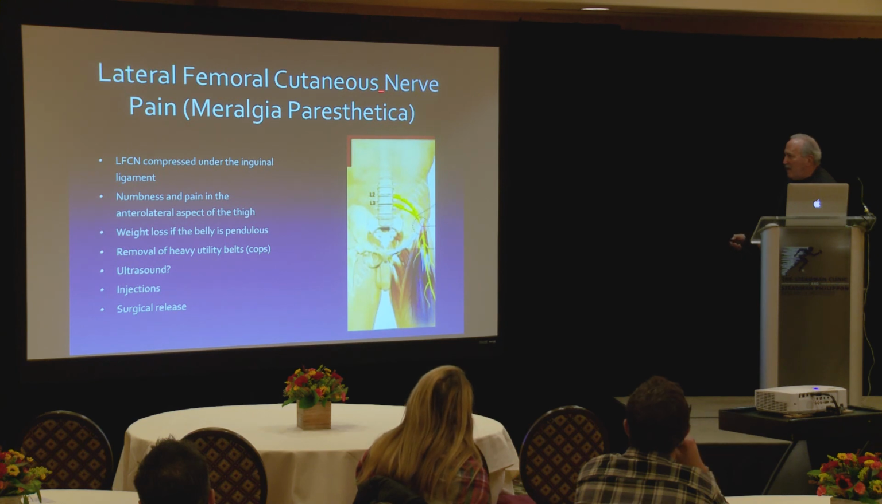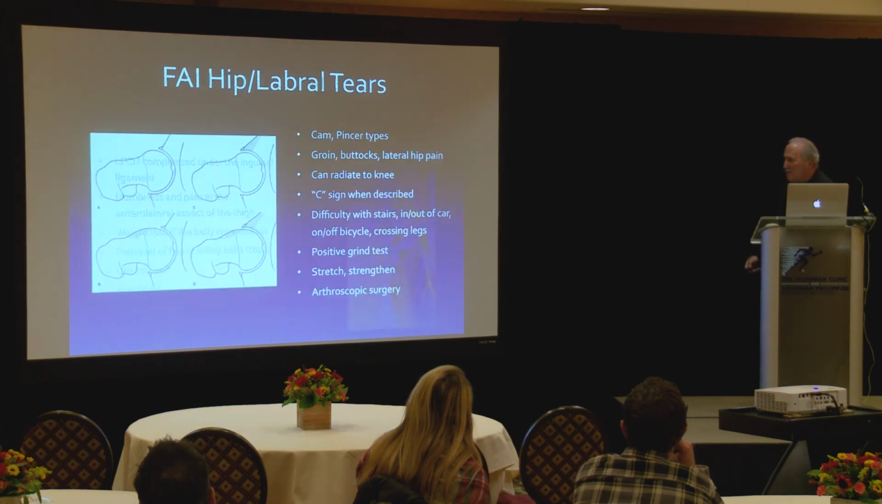Lateral femoral cutaneous neuropathy or meralgia paresthetica. Very simply, it's the nerve collapsed underneath the inguinal ligament. It's lateral and anterior thigh discomfort, numbness and pain. Treatment includes weight loss if you have a pendulous abdomen, removal of heavy utility belts such as cops and firemen wear, ultrasound-guided injections, and there are times that you need a surgical release.